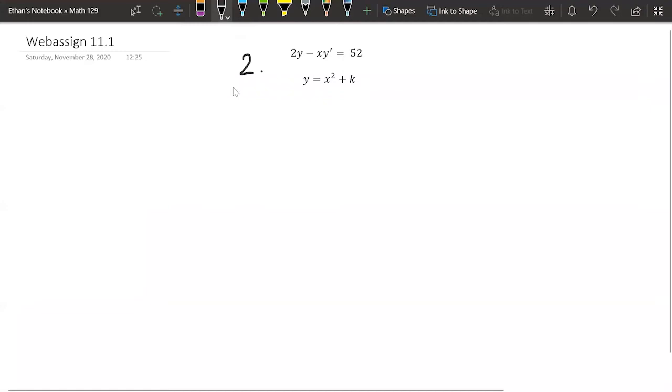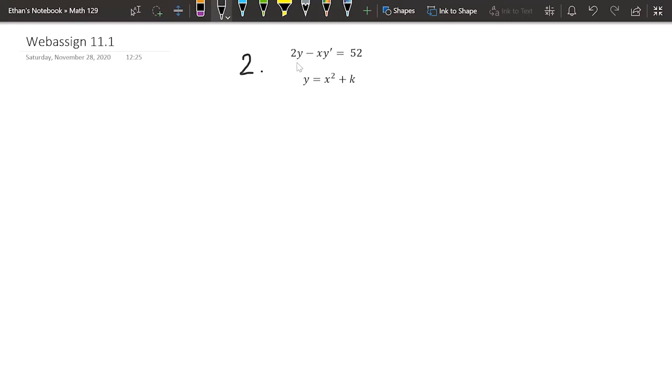So next question that we're going to take a look at is Webassign section 11.1 question number 2, which is asking us to figure out for which value of k is the equation y equals x squared plus k a solution to the differential equation 2y minus xy prime equals 52. Okay, so kind of like the last question, what we're going to do is solve for everything in this differential equation and plug it in, and then use that information to solve for k in this case.